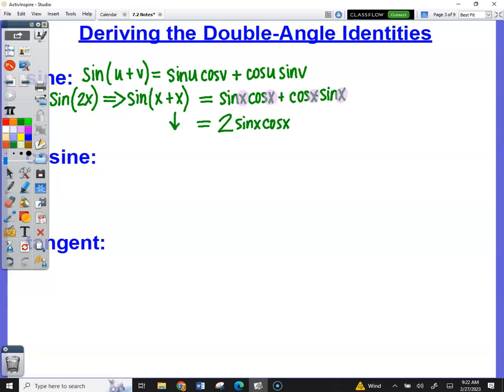The 2 is in the very front. It's like double, and then it's just plain sine x cosine x. Well, it's saying like you would double the whole thing, but we don't get into that. This is just a formula. It's just understanding the formula. So the formula here is that the sine of 2x is 2 sine x cosine x. That's the formula.